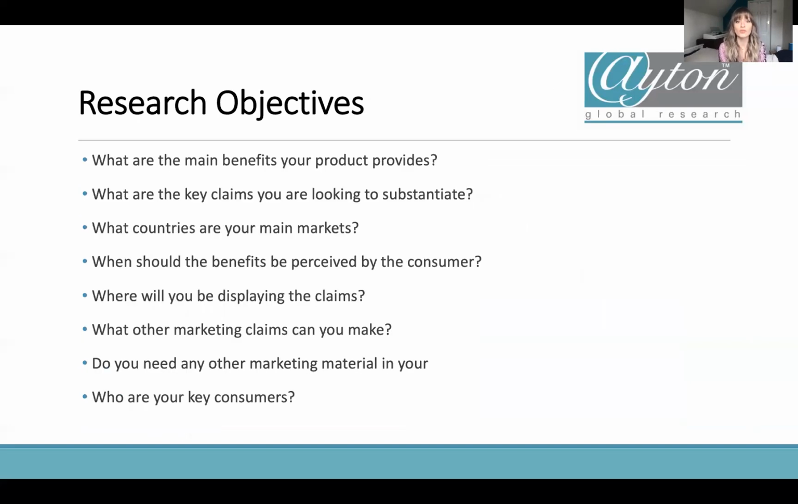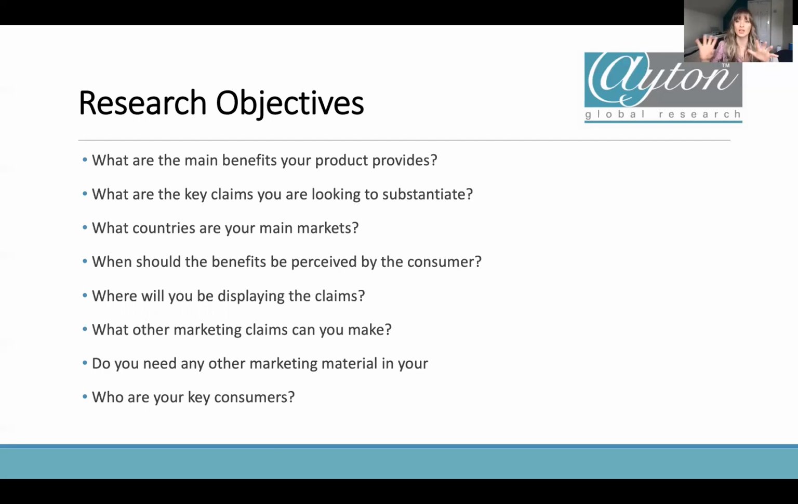In terms of research objectives, this is your starting point for any consumer research study. It is going to guide your entire research. If you don't have clear research objectives at the beginning, it makes it really difficult when you get your data at the end, because you've got all of this amazing data, but you're like, well, what were we actually trying to find out? And it guides the entire process. Every step we're going to talk about throughout this checklist will always come back to your research objectives.